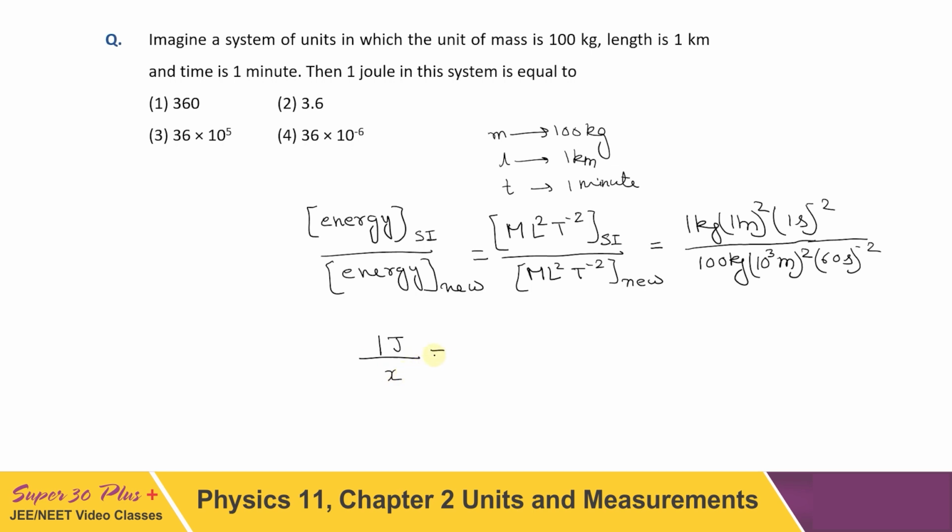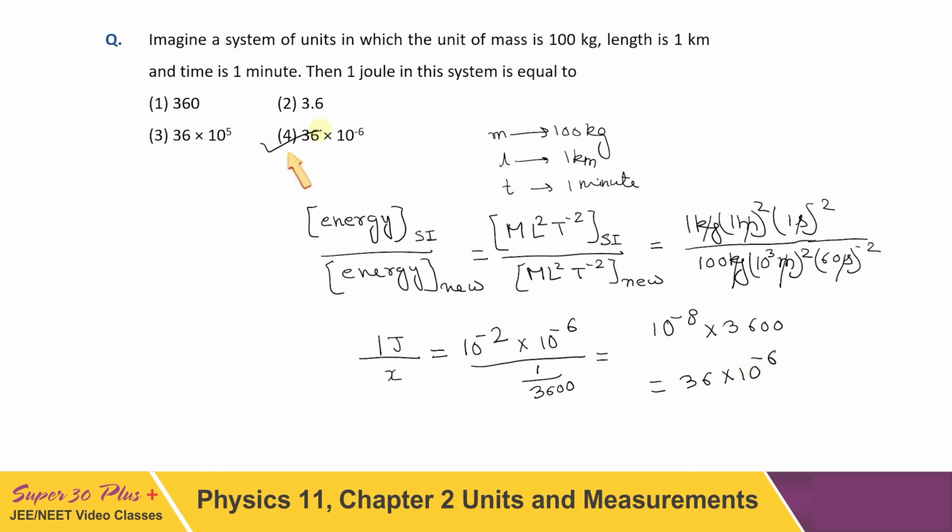Let this be X is equal to, kg got cancelled, meter got cancelled, second got cancelled, and finally we got the value 10 to the power -2 into 10 to the power -6. Then this is 60 to the power -2. So it would be 1 upon 3600. This will be 10 to the power -8 into 3600. And if you solve it, you will get 36 into 10 to the power -6. As you can see, fourth option is correct.